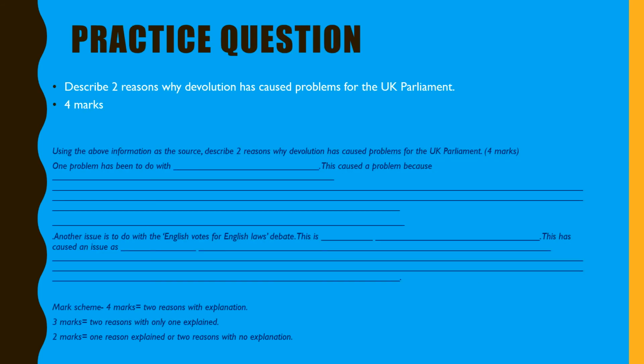You're going to do a 4-mark question now. We're using the information on the last few slides as our source, and the question says, describe 2 reasons why devolution has caused problems for the UK Parliament. If I was you, I might do 1 point on the services that are free in Scotland and how that might cause issues with Parliament. The other one I'll talk about is the English votes for English laws. Remember, in a 4-mark question, you make your point, you give your evidence, and you explain it. You need 2 points, 2 paragraphs, fully explained to get you 4 out of 4.